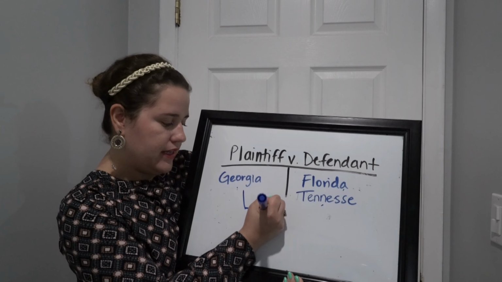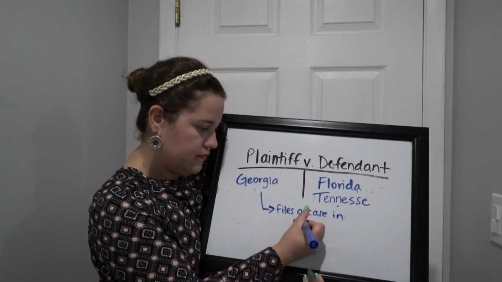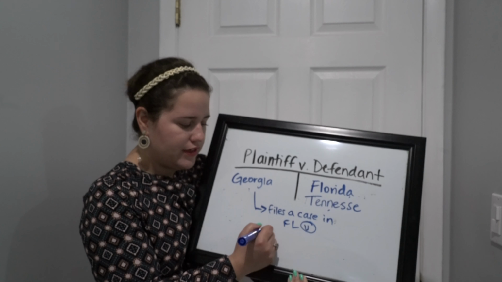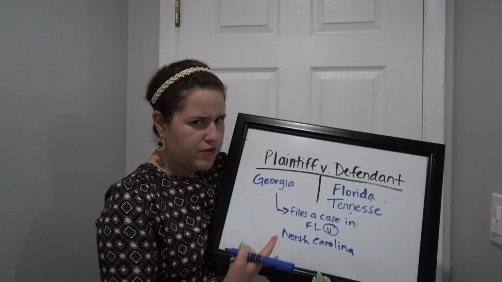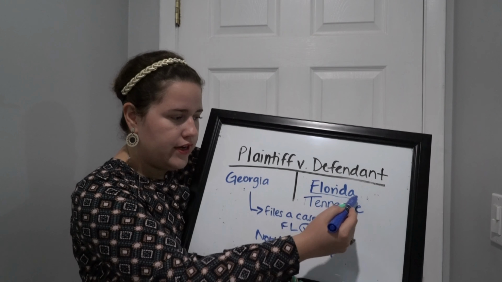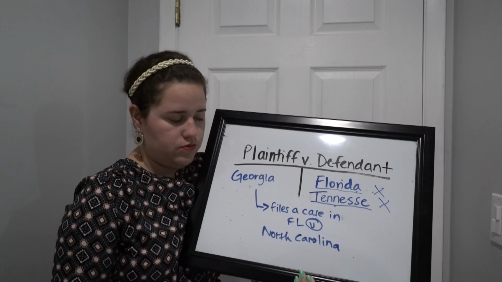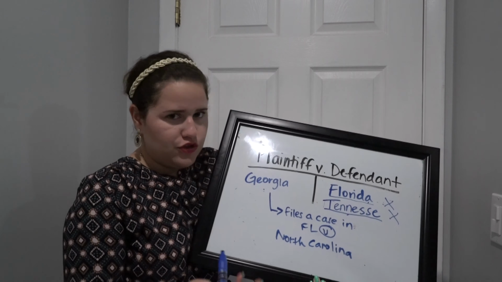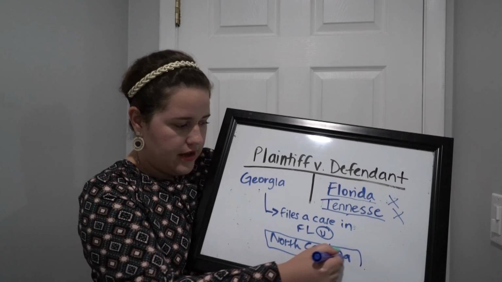Suppose that the plaintiff in Georgia files a case in Florida. It has proper venue. But the parties decide that they want to hold the case in North Carolina. Is there a proper venue in North Carolina? Let's check. Is North Carolina in Florida? No. Is North Carolina in Tennessee? No. You can ask yourself, did the injury happen in North Carolina? Let's assume it didn't. So then how can this plaintiff and defendant have this case in North Carolina?